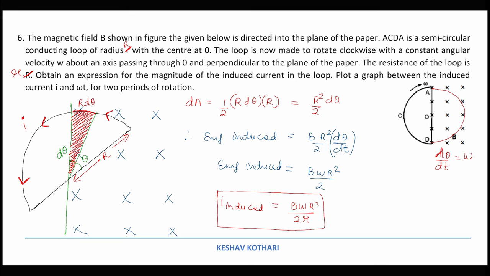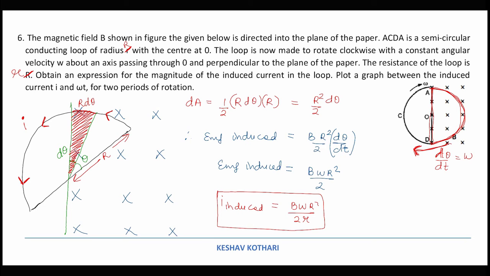So after half the rotation, so this is going to be the loop. So it will be completely into the magnetic field, and it will be moving out of the magnetic field. So when this loop will be moving out of the magnetic field, so now what will happen? The current will be induced in the clockwise sense. And if the current is induced in the clockwise sense, we consider it as negative.